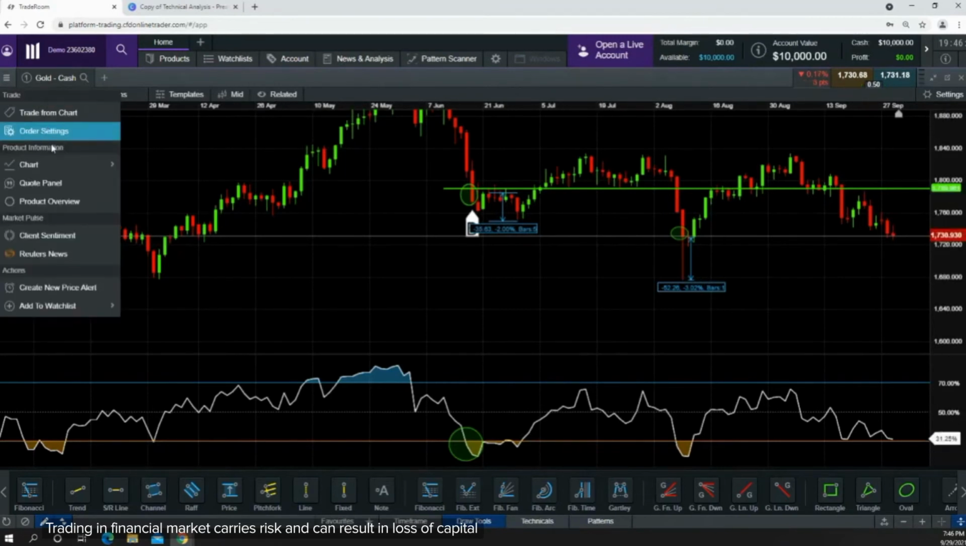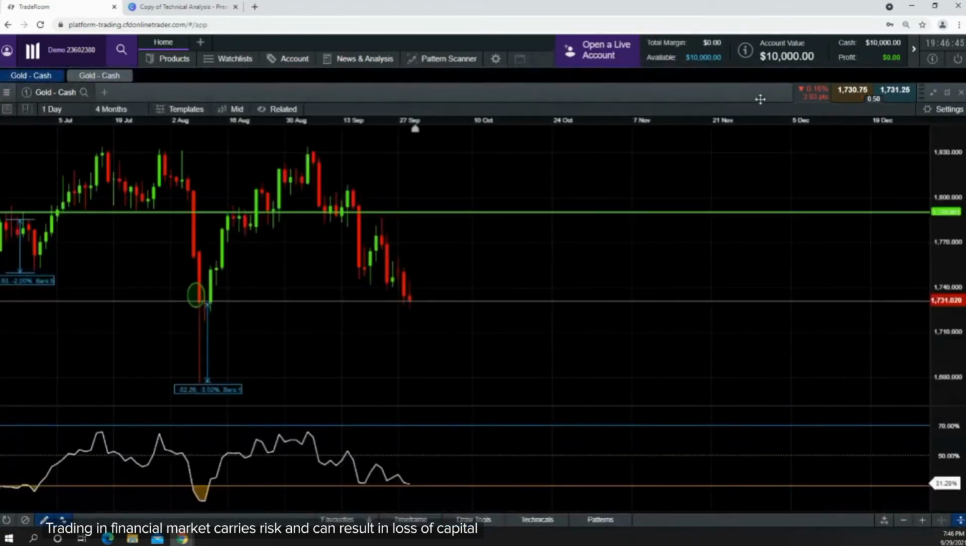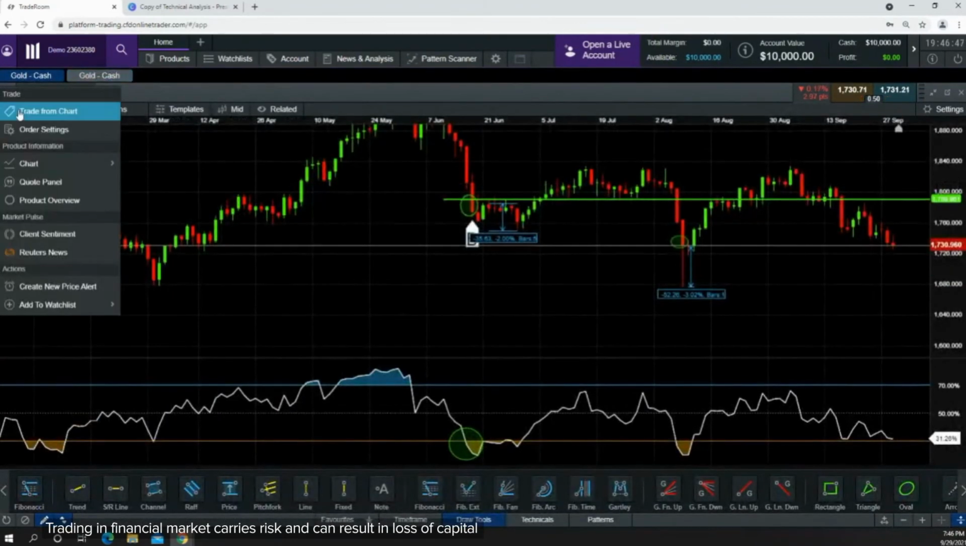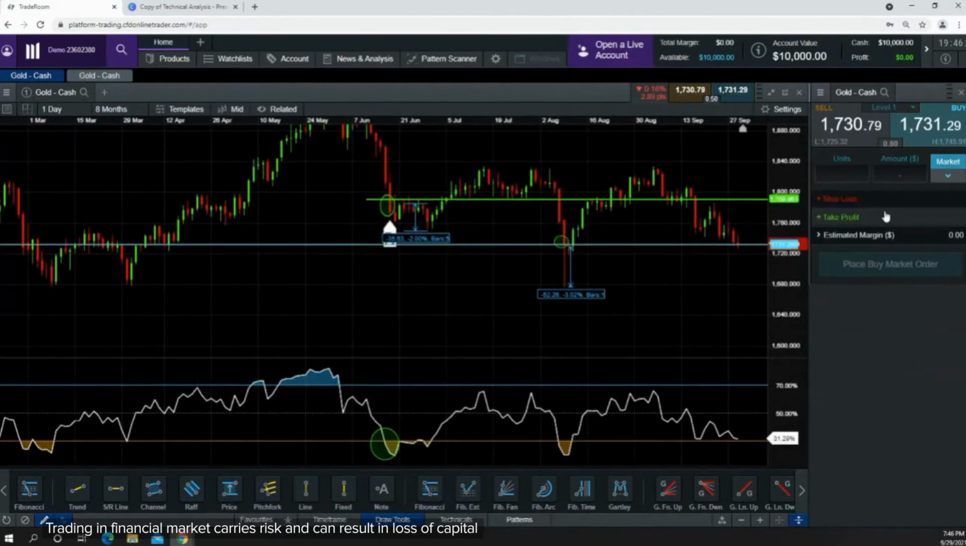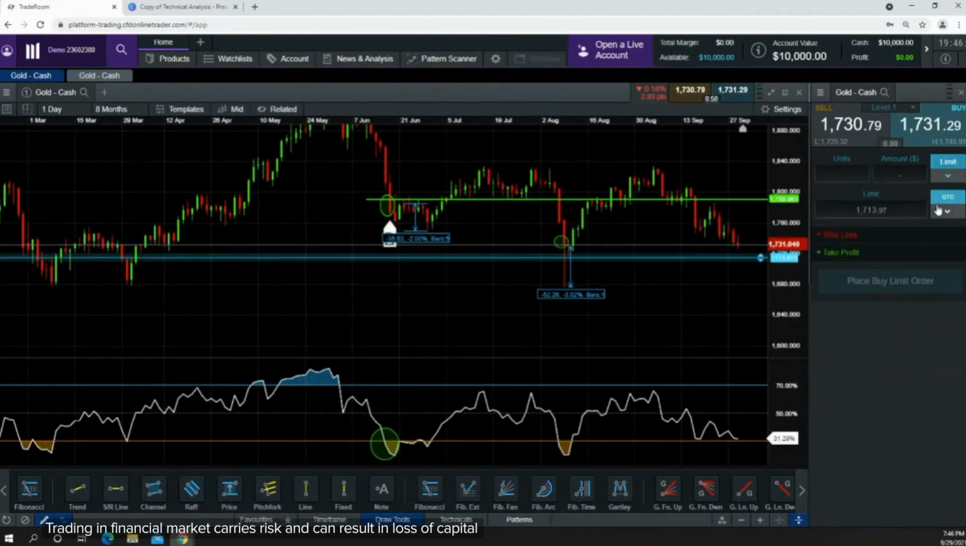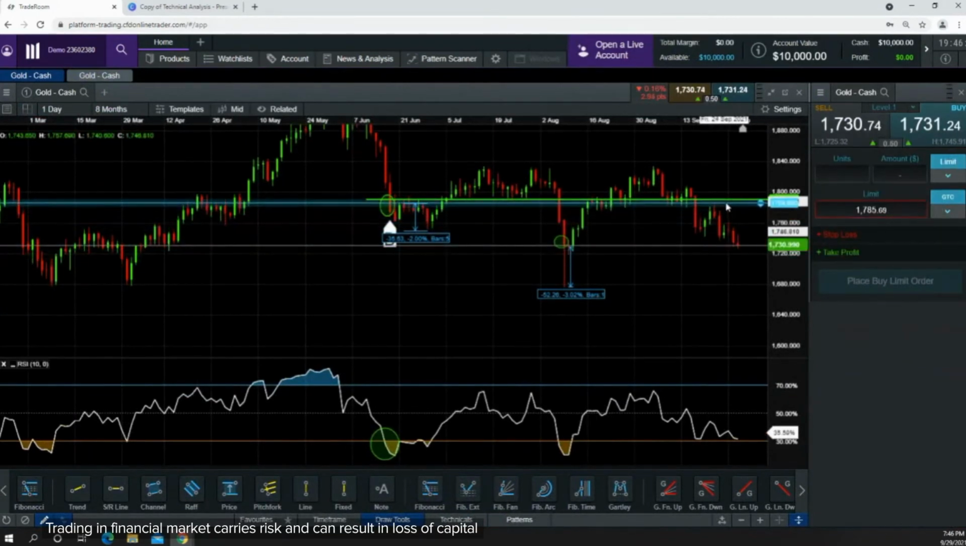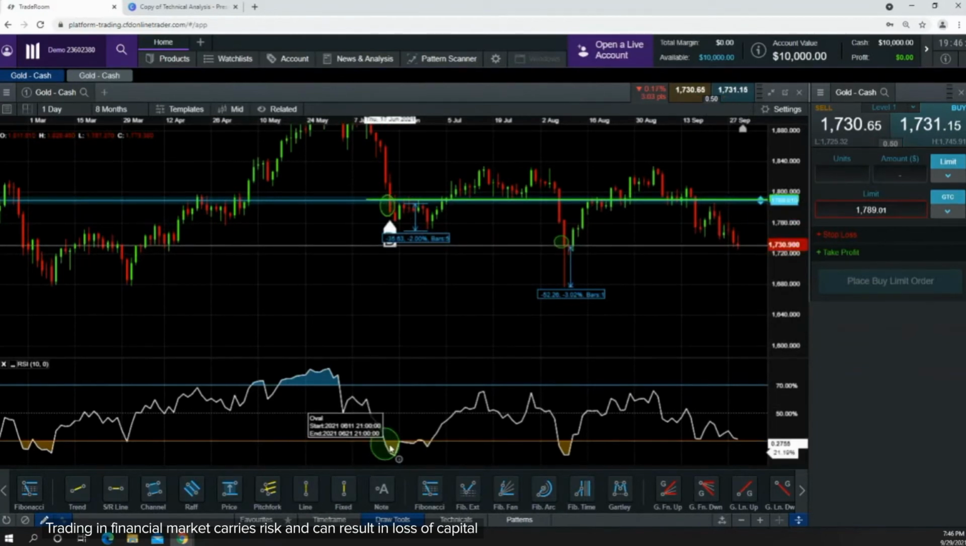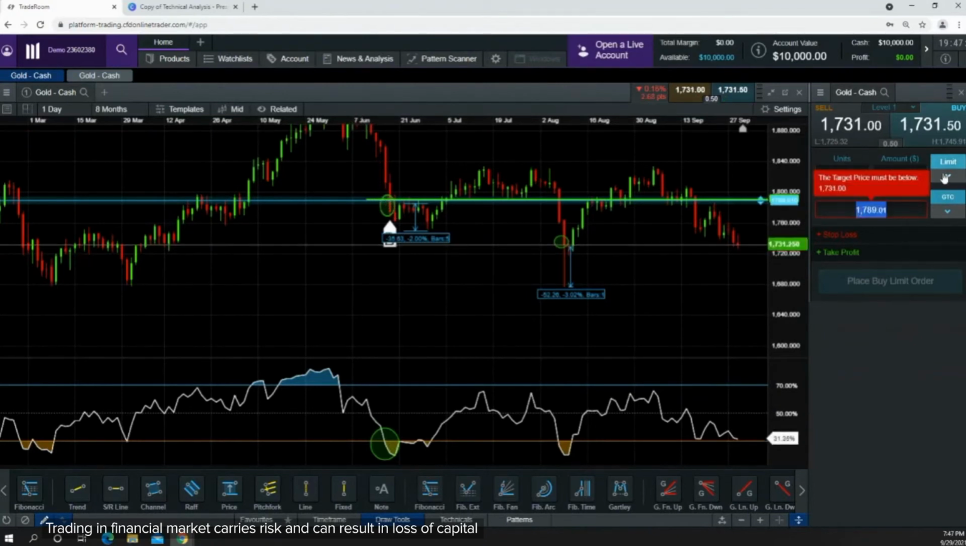Let's look at an example. If we had to take a trade at that point in time, let's look at the price. This blue line is basically where we got a signal on the RSI for being oversold. So technically this region became a good level to buy. That is about 1789.